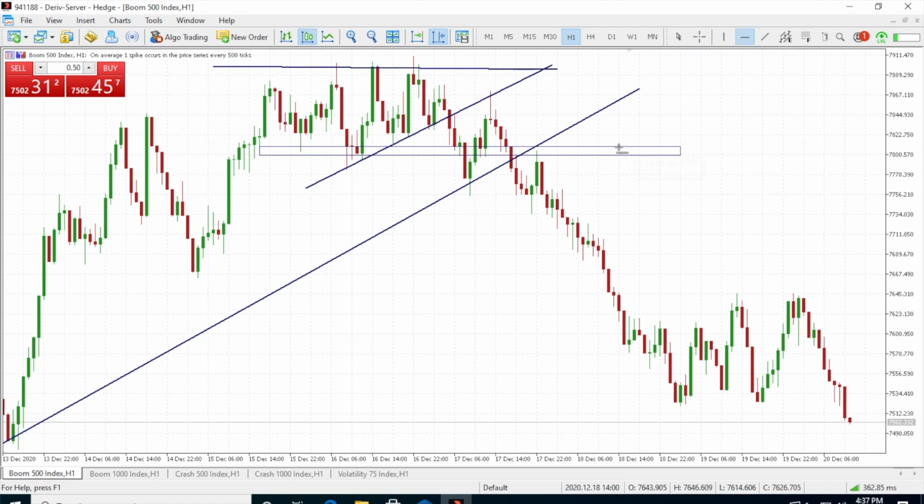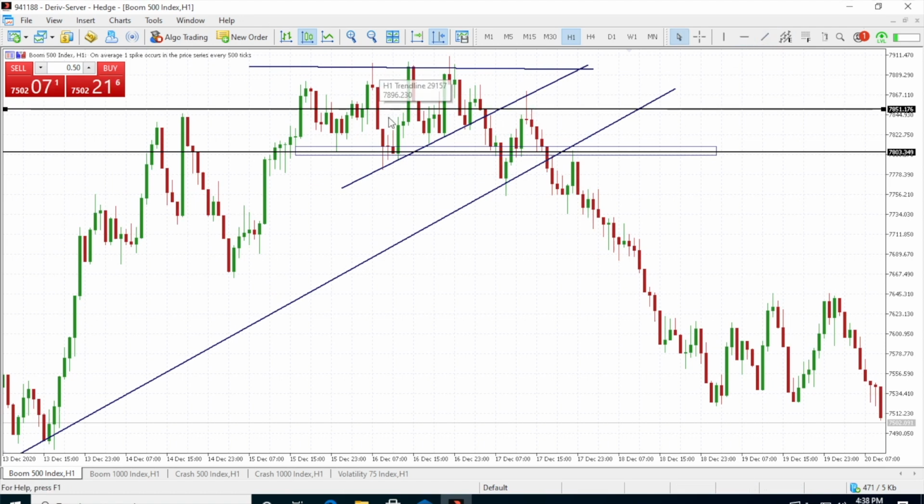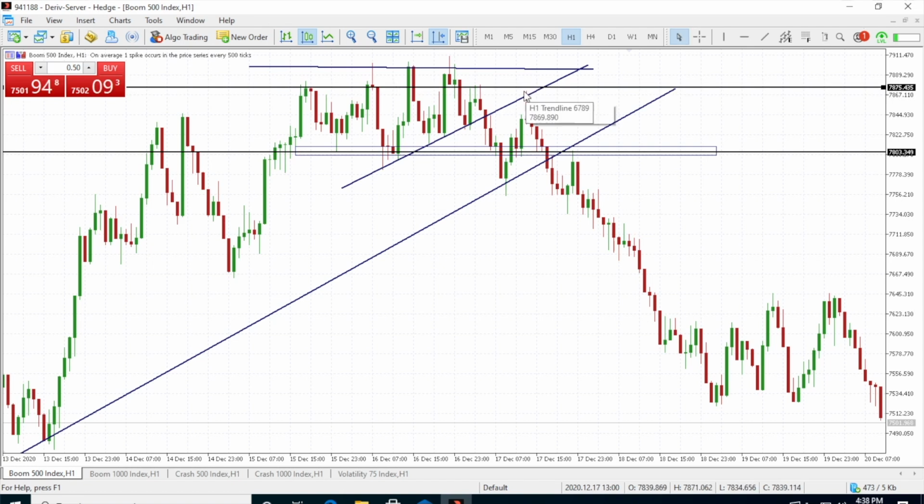I mean, we can use this box as an entry point for sniper entry. Just use this box for entry. Plus you can also put your stop loss just above this box, midway between this upper rejection and the box. If you want to widen it, you can also put it just above this rejection. That will be safe for you.